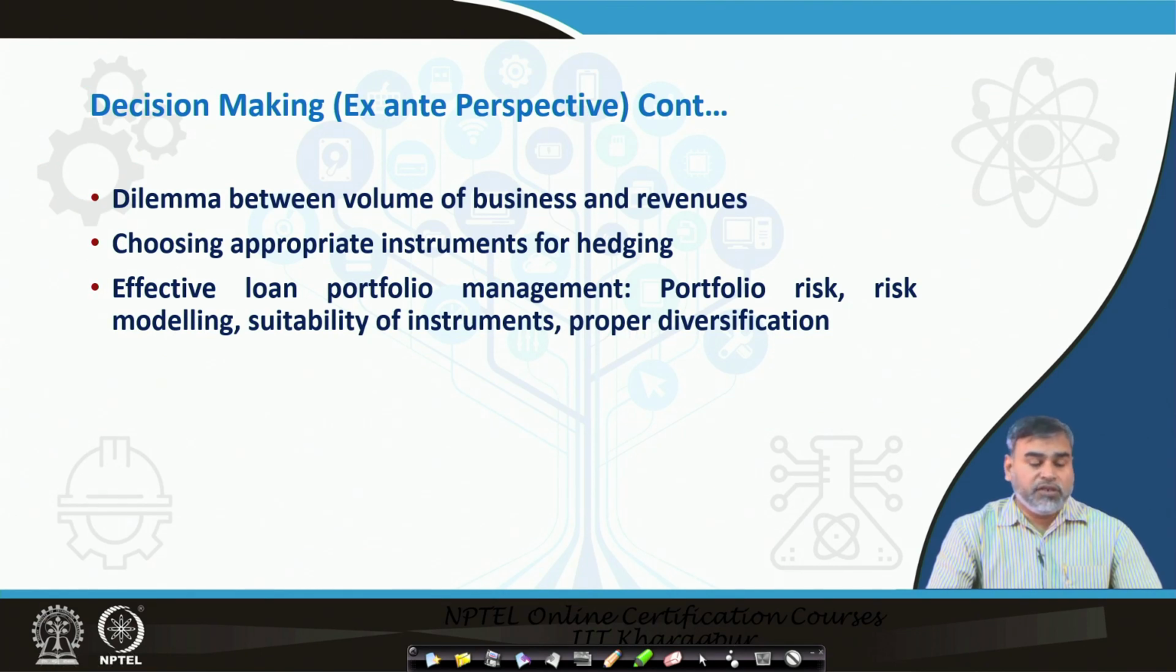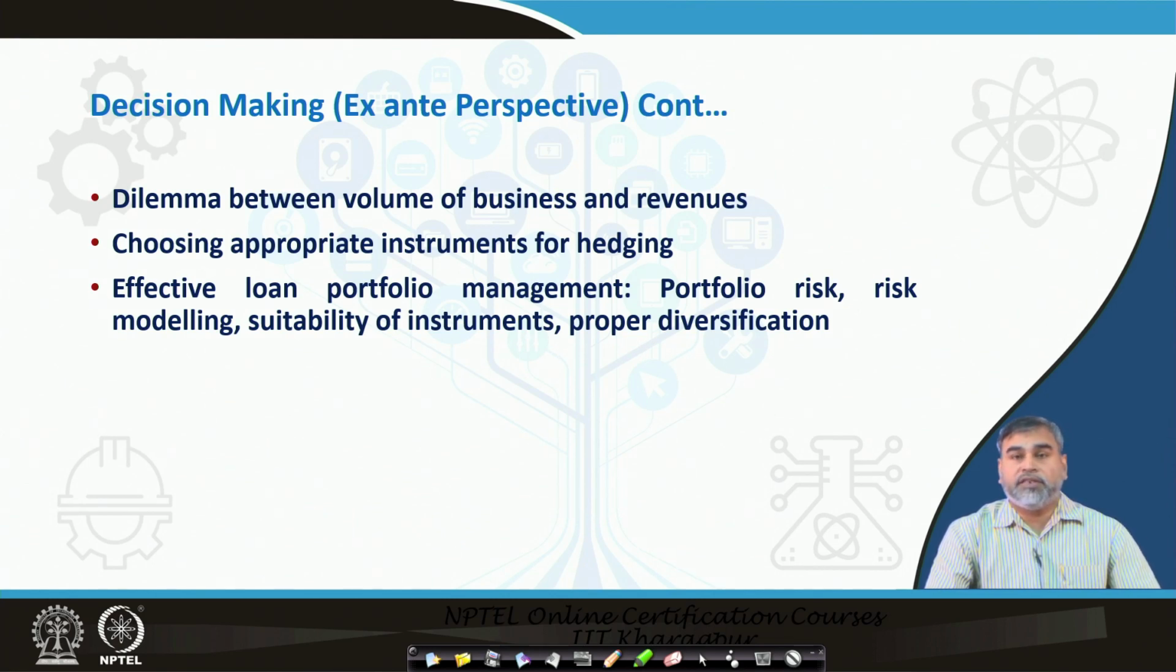Then always the question here is, there is a dilemma between volume of business and revenues, because the volume of business may not lead to revenues if your business does not do well in the future. That is why we have to think about the optimal level of volume of business we have to maintain, while the revenue has to be maximized. Choosing the appropriate instrument for hedging, like derivative instruments: what are the effective instruments we have to consider, so that the hedging is properly done.